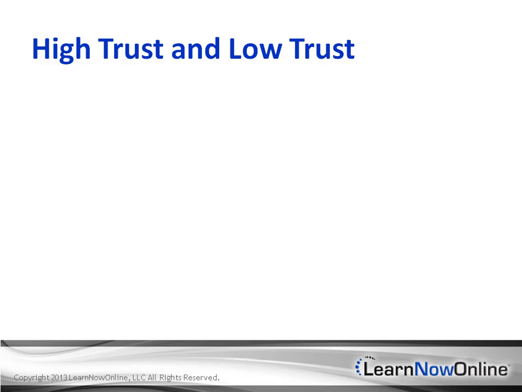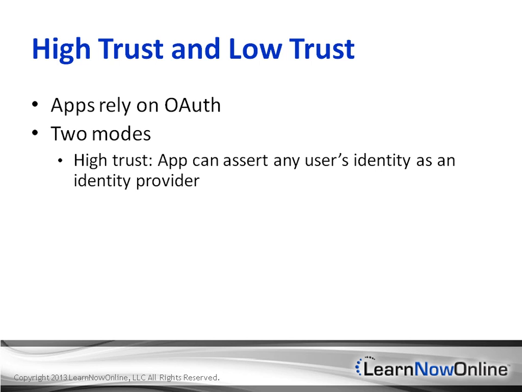SharePoint and Office apps both rely on OAuth, which is the Open Authentication Standard. And there are two modes that we can use when we're working with apps that are cloud-hosted, either auto-hosted or provider-hosted. The first one is a high-trust model. And this one is only available in a provider-hosted model. But what this means is that the app is trusted to assert any user's identity and that the app itself acts as an identity provider.